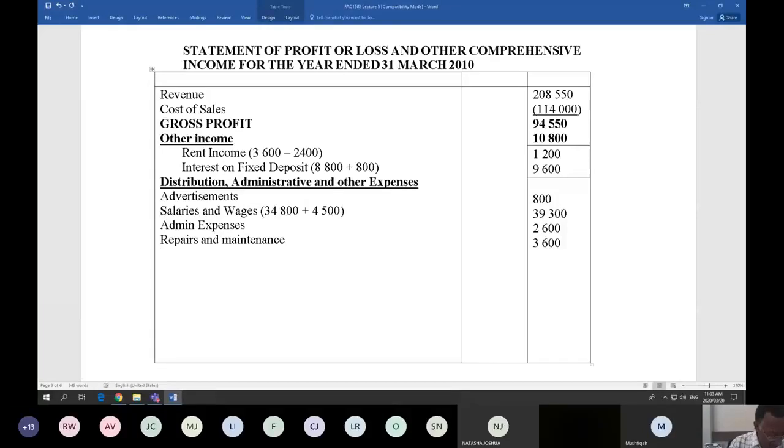Still with our list of accounts, guys, our next account is water and electricity. We haven't got any adjustments on water and electricity. And the amount in the trial balance, what we have paid for the year for water and electricity, is 8,650. Our next expense is insurance.